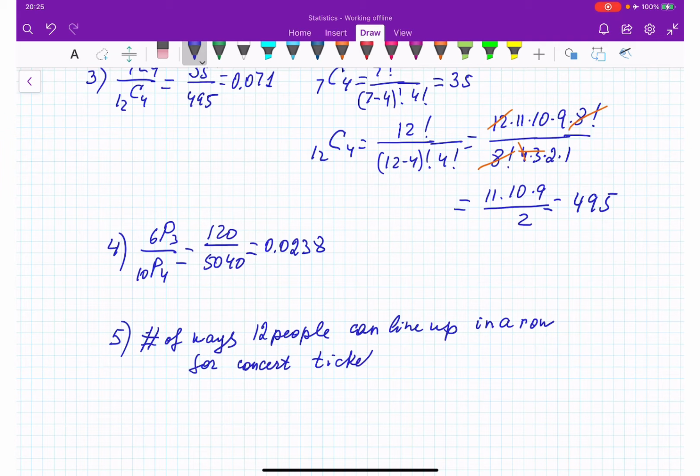Here is the question: is order important? Yes, of course, order is important. If you are standing in the line, you can push others and get ahead, right? Which means in this case, we are going to use permutation.